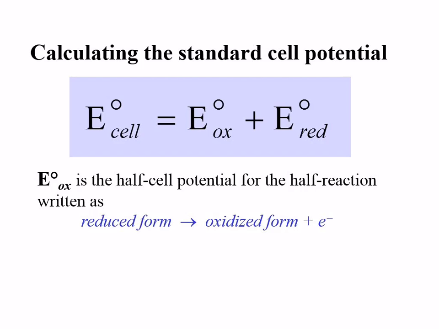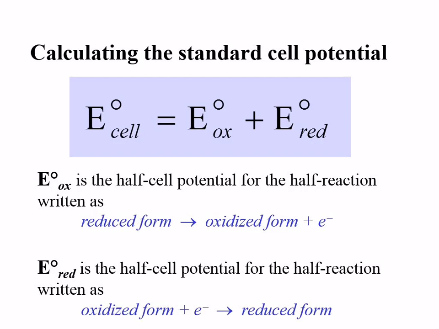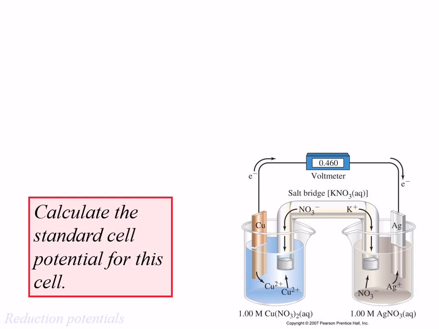So again, the tables will give you half cell potentials for the redox reaction, but we're going to need them for the oxidation reaction too. So we are going to look at this example where the copper was releasing electrons, that's oxidation, happening at the anode. And then the silver is being reduced, happening at the cathode.